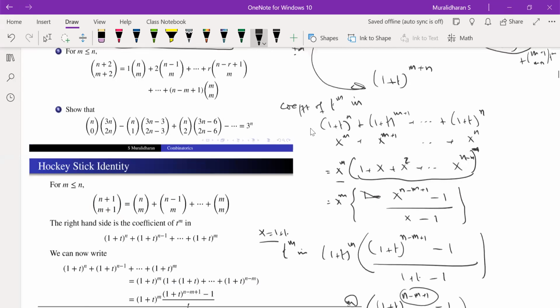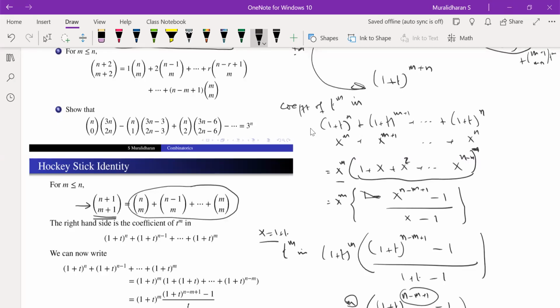So we started with the right hand side and observed it's the coefficient of t power m in this expansion. And that expansion we simplified like that, and then computed the coefficient of t power m on the right hand side and showed that it is equal to this one. So this is a generic method which can be used to show this kind of identities.